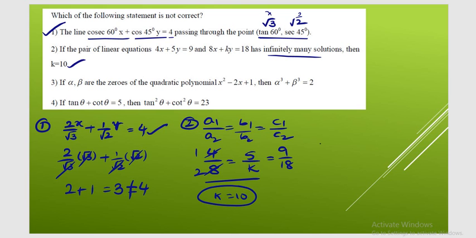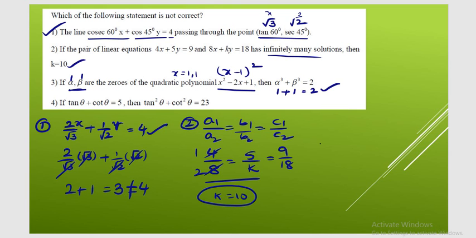Next, moving on to the third one, x square minus 2x plus 1. So this I can write as x minus 1 whole square. So x minus 1 whole square means what are the zeros? So x is equal to 1 comma 1 are the zeros. That means alpha is equal to 1, beta is equal to 1. When I substitute and cube and add, I am going to get 2. So this is also a true statement.